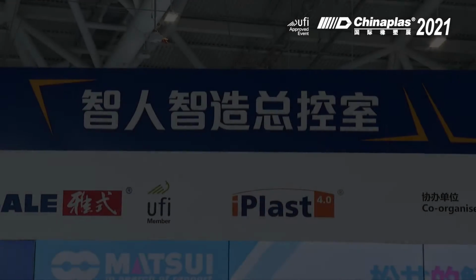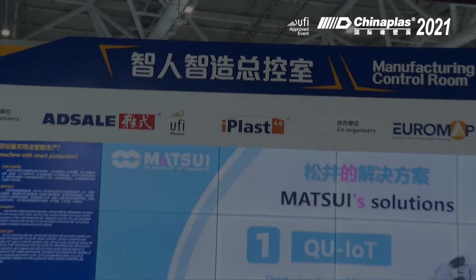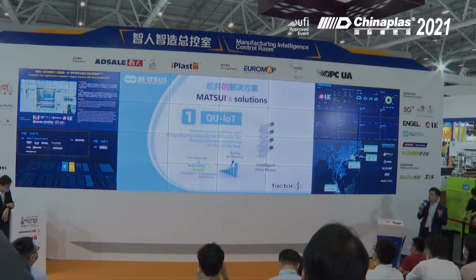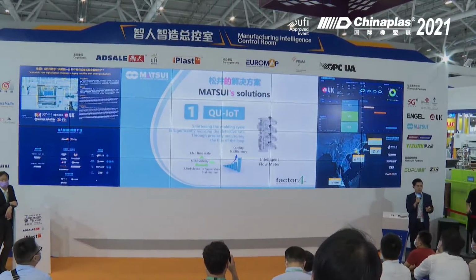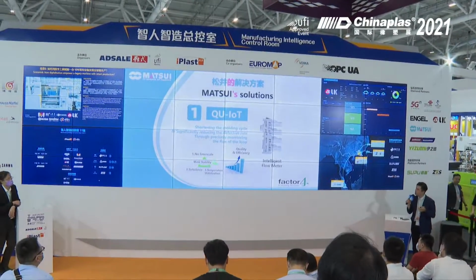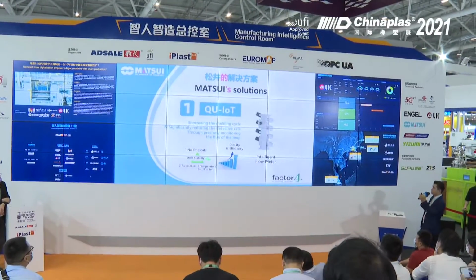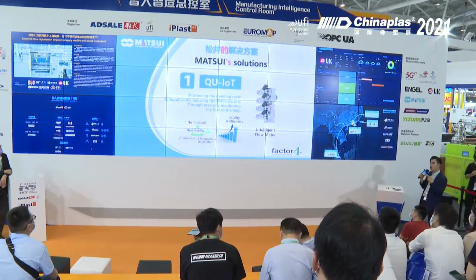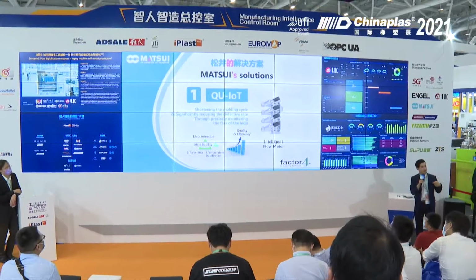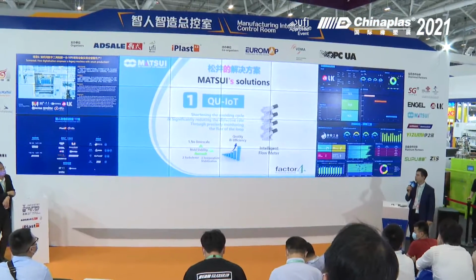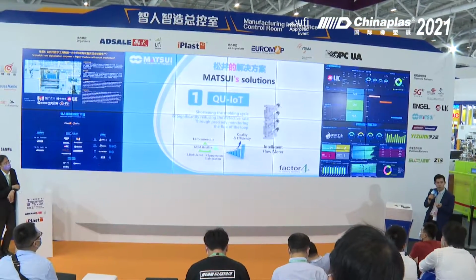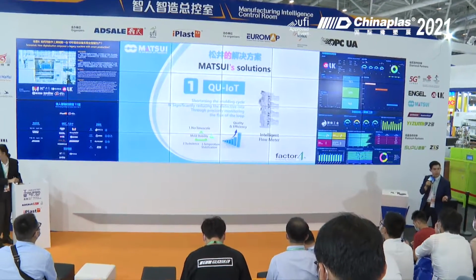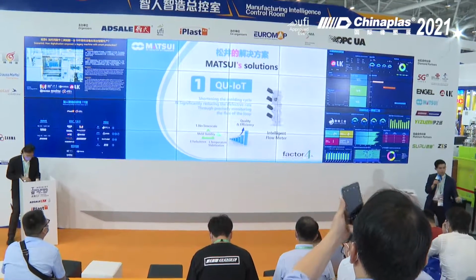I will give you 3 points and 3 technical solutions. The first one is QU IoT. It means the quality of IoT. And we use the intelligent flow meter. We use it to control and monitor the flow of the mold. Finally we can improve the product's quality and the factory's efficiency.